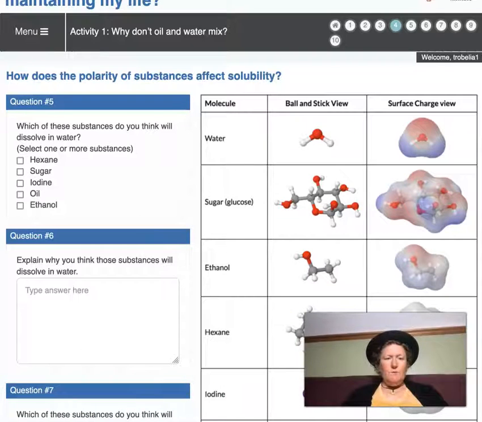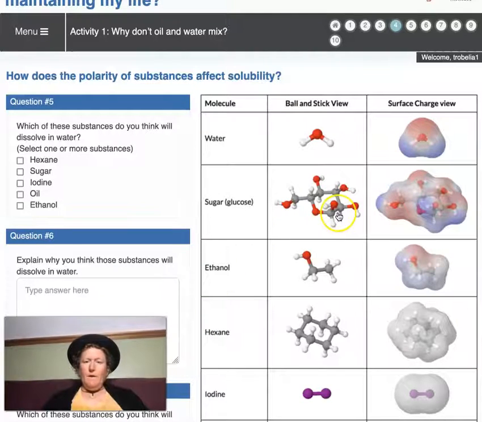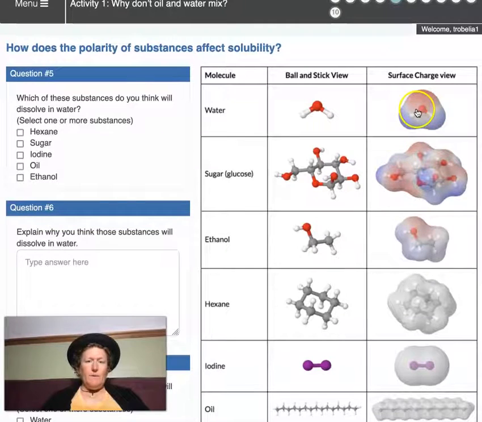So as you check off things here, explain why you think those substances will dissolve in water. You can get some hints over here. You can look at the molecular structure and the surface charge, whether these are charged or polar or not. So water is very polar.